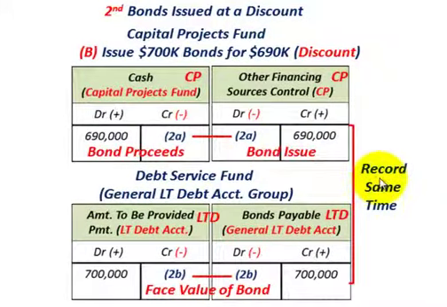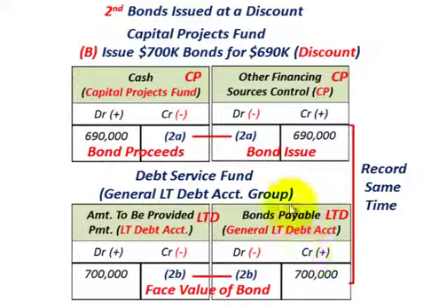Now, at the same time, we're going to make a recording here under our debt service fund in the general long-term debt account group. Again, amount to be provided for the payment here of this long-term debt here. Debit it for $700,000. That's the face value of the bond. That's the principal or the maturity here that's going to have to be paid on that bond. And then the credit is going to bonds payable under the general long-term debt account group. Credit that here for $700,000.